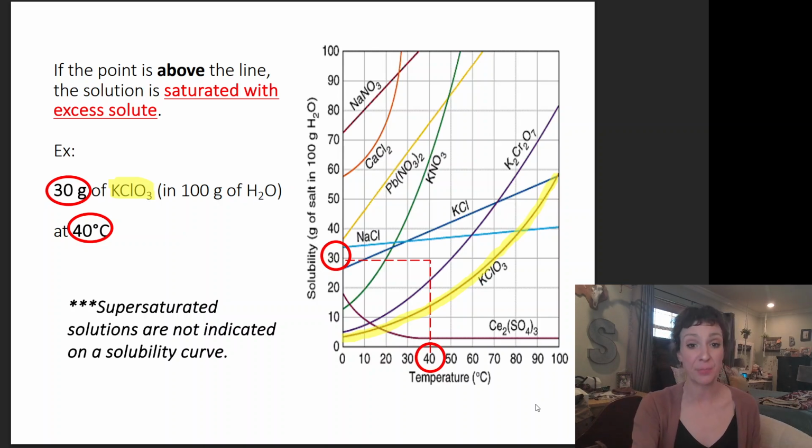Okay, so my example here was 30 grams of potassium chlorate at 40 degrees Celsius. That point meets above that line. So I've got a saturated solution, but there now is excess solute at the bottom of that solution. So supersaturated solutions, as cool as they are, we technically cannot identify them on a solubility curve, because this is just a strict change in temperature. It's not representing at all that super high heating and cooling down process that we have to do. So I'm being technical, but I'm being correct here.